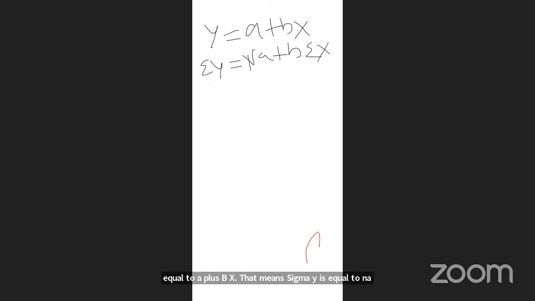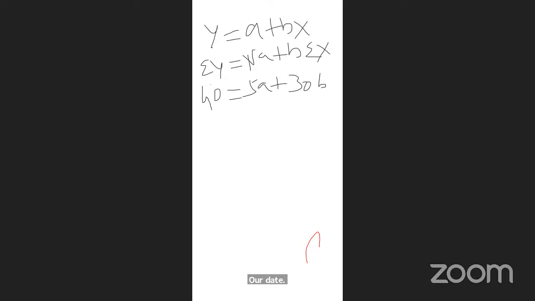Now, sigma y total is 40. Your n is equal to 5. So 40 is equal to 5a plus sigma x, which is 30, so 30b. This is one equation.